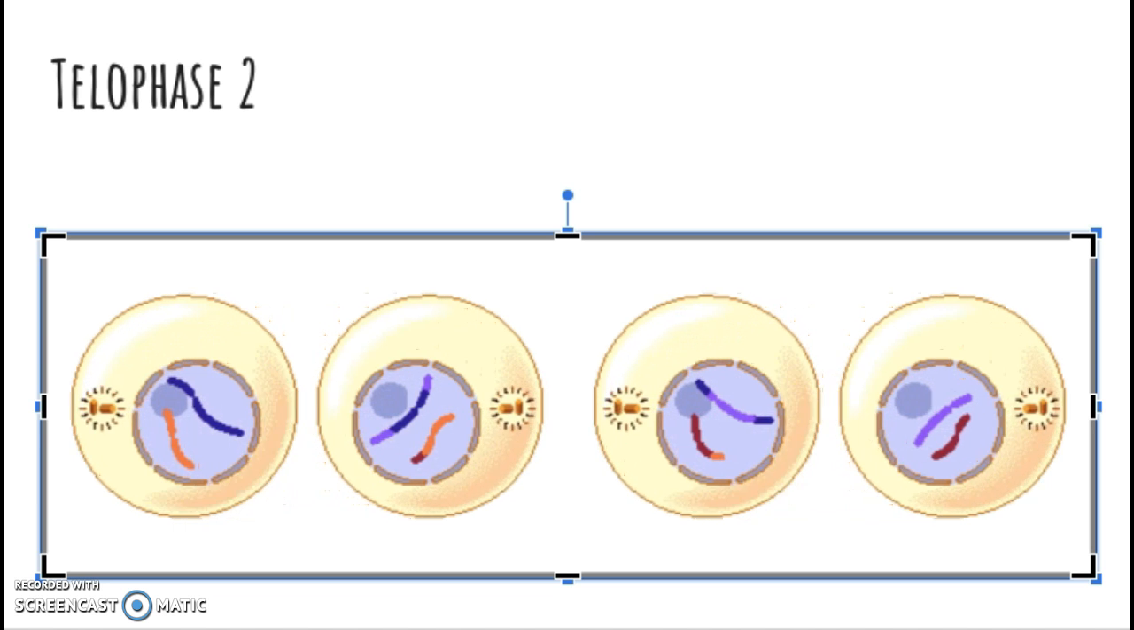The spindle breaks down and the cell undergoes cytokinesis. The result of meiosis is 4 haploid cells.